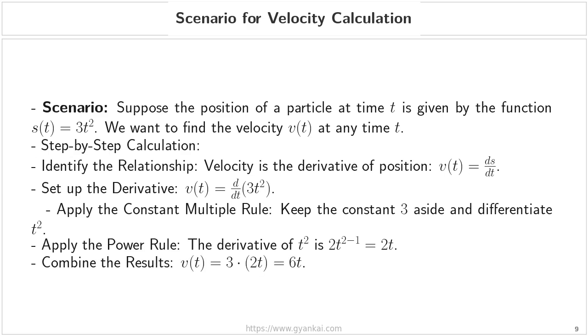Finally, we combine our results. We multiply the constant 3 by the derivative we just calculated, 2t. This results in v of t equals 3 times 2t, which simplifies to 6t. We will now move to the next slide to finalize our conclusion on this velocity calculation.